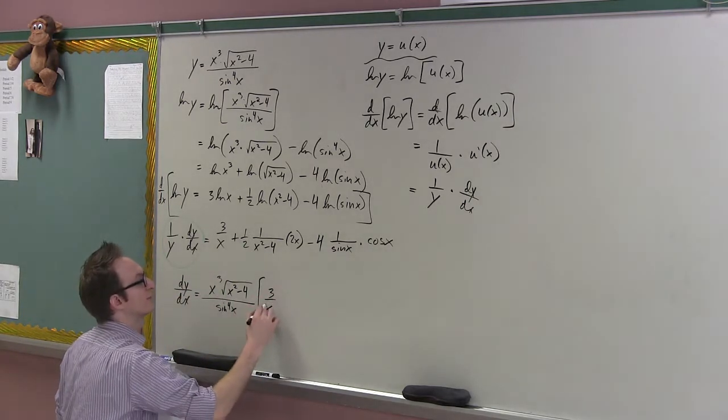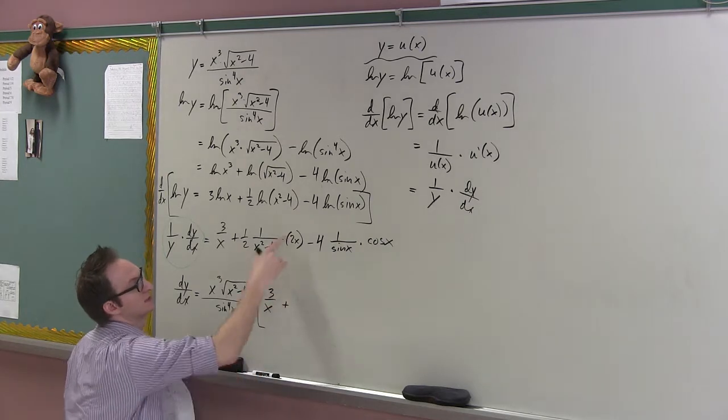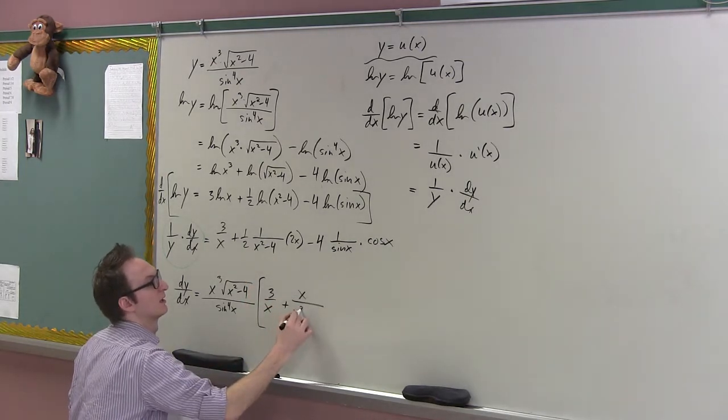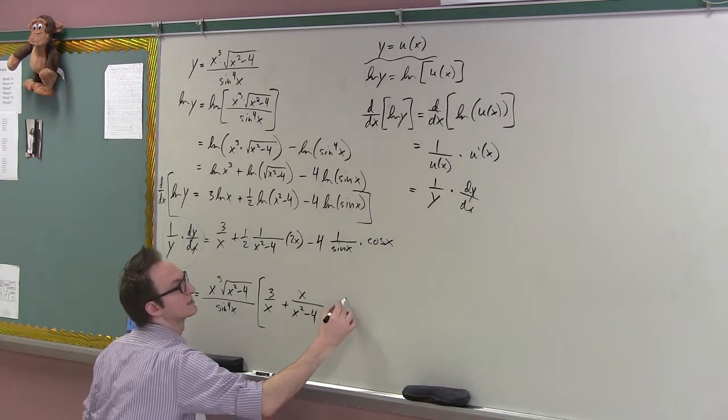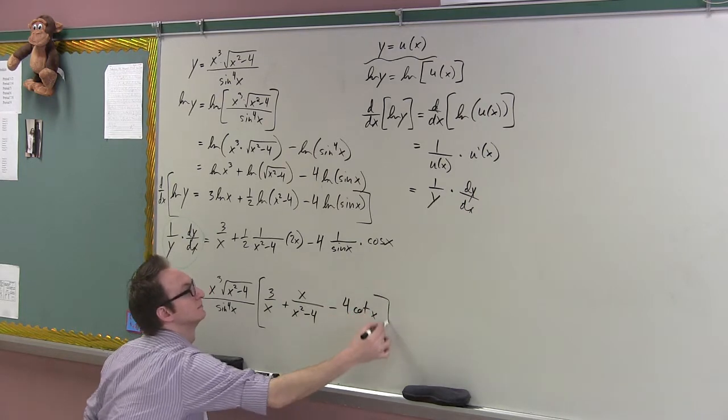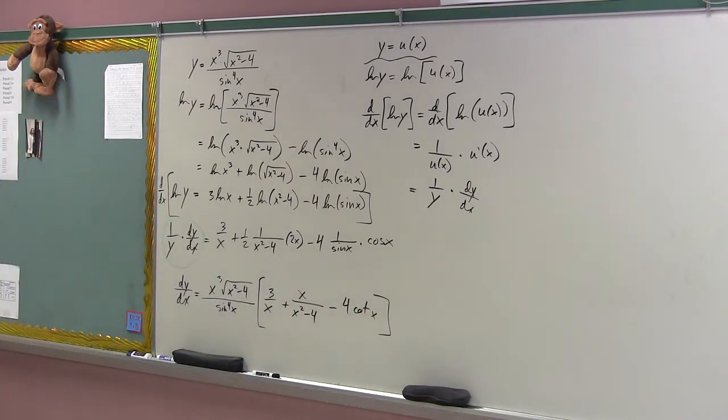So 3 over x, plus the 2's cancel, minus 4 cotan. And that disgusting mess is the derivative of this function, but it really didn't take that long relative to doing it out the long way. Giles, any comments? Okay, Giles is good.